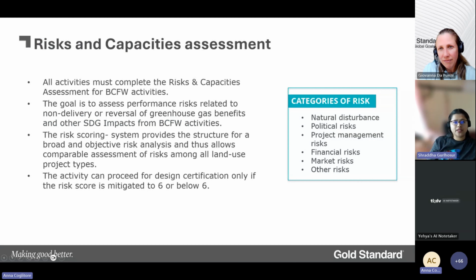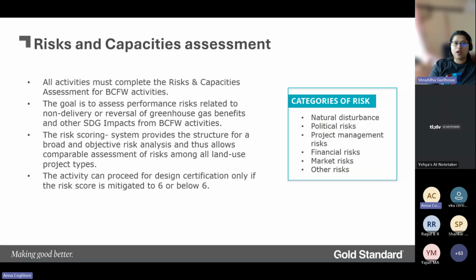So what is the purpose of these guidelines? These guidelines address the challenge of non-permanence, that is, the risk of carbon stored to be released back into the atmosphere. How do they do it? The risk and capacity guidelines help us to identify risk and ensure that effective mitigation measures are in place so that the non-permanence can be reduced and high integrity carbon projects can be established.